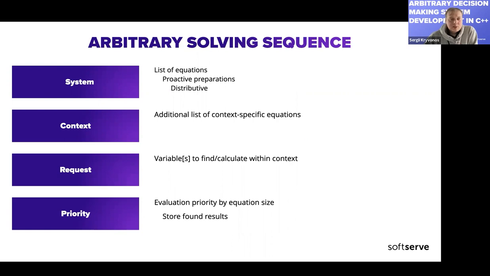So here in this slide is basically an additional list of context specific equations. It's the step when we add equations. A request is a variable we enter, and priority evaluation is the way we find this variable's value. Now, when we solve in a system, we first evaluate the variable through equations which have no other variables, right? In order to give a direct value, which has only as few variables as possible. This way of prioritizing allows us to give a result in a timely fashion. Pretty interesting.